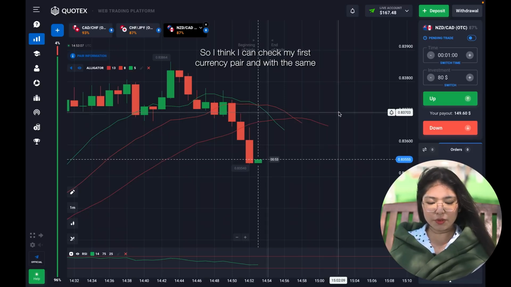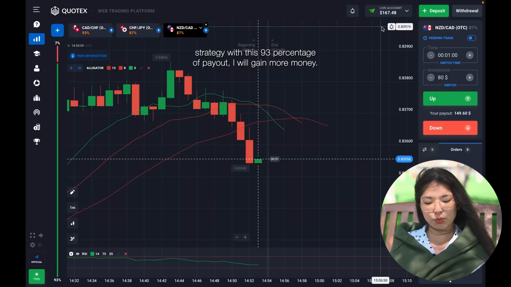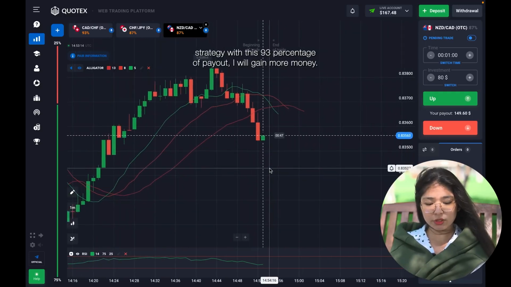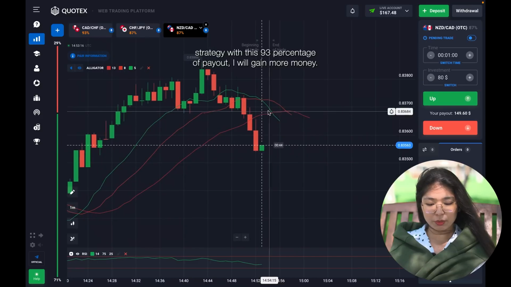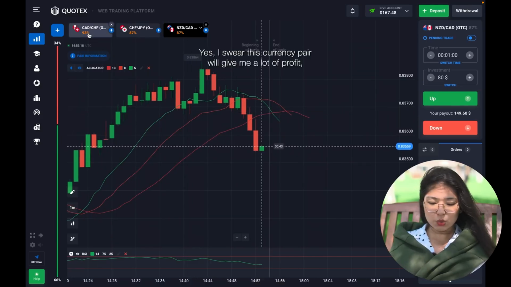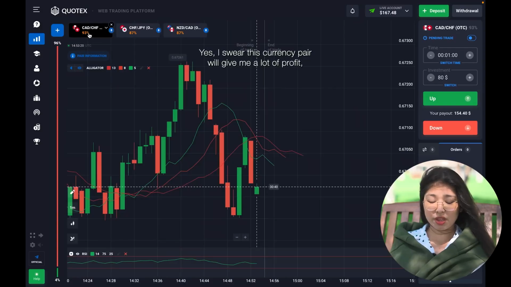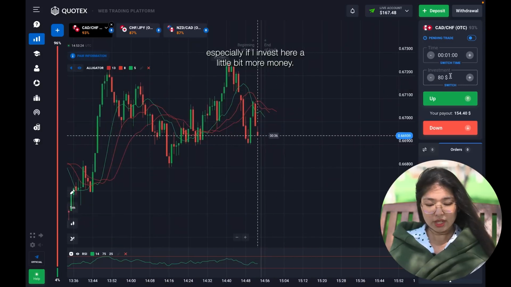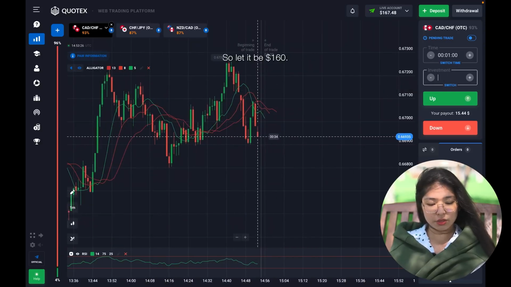I think I can check my first currency pair, and with the same strategy with this 98% payout, I will gain more money, and I swear this currency pair will give me a lot of profit, especially if I invest here a little bit more money. So let it be $160.